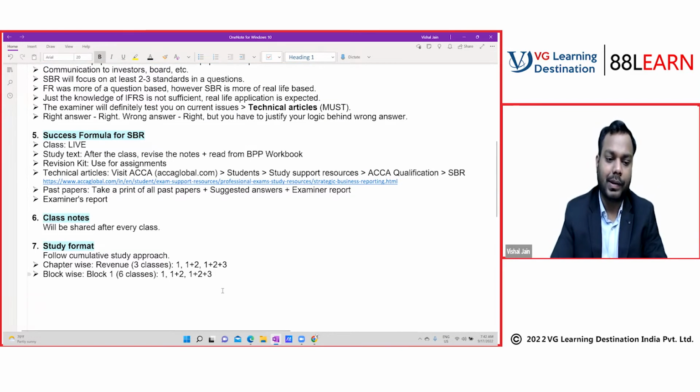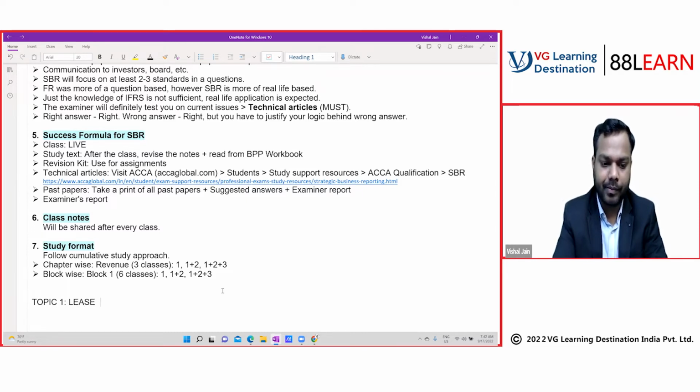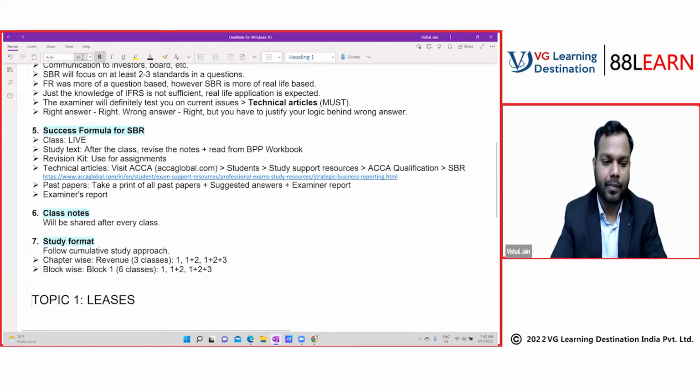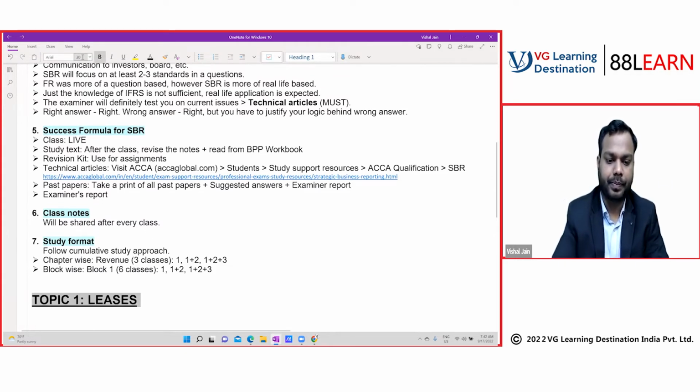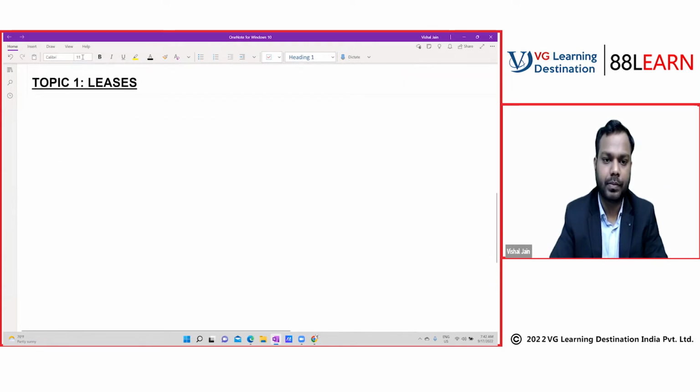Okay. Now let us start with our topic 1 of block number 1. Topic 1 of block 1 is leases. Now, a lot of things to study in leases, but I believe you guys are already aware of what is a lease.